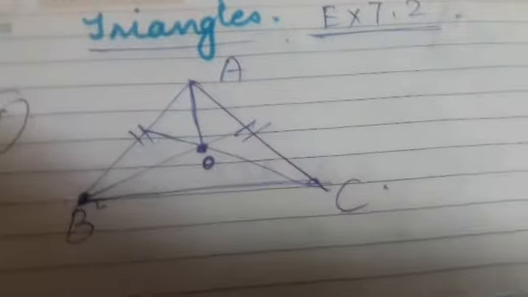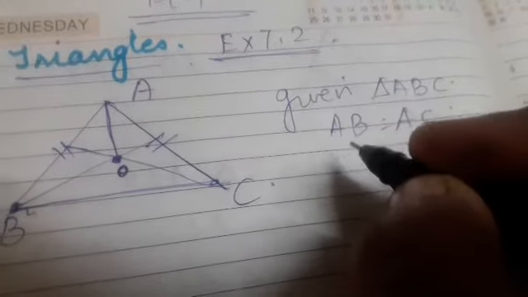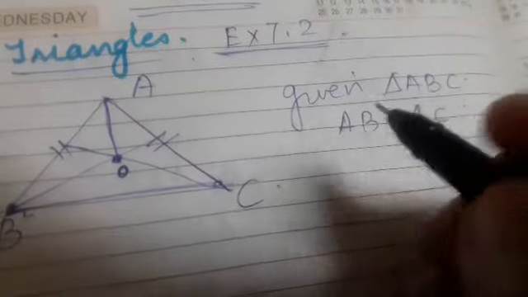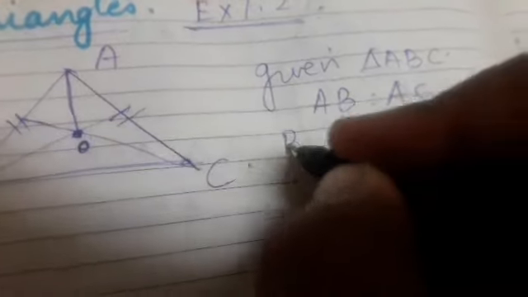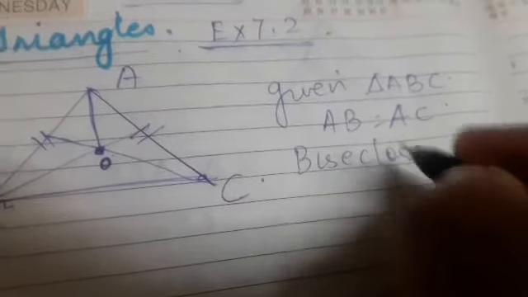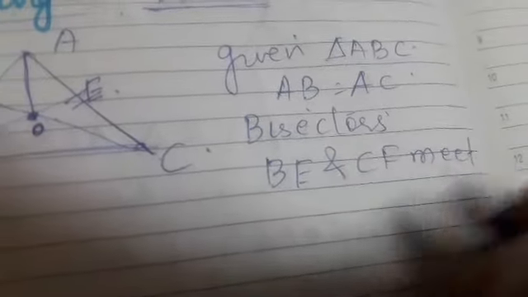You have to prove these points, which are given. So we write given: triangle ABC in which AB is equal to AC, right? The bisectors of angle B and angle C meet at O. Let us name the bisector BE. This is bisector BE and this is the bisector CF. So bisectors BE and CF meet at O.